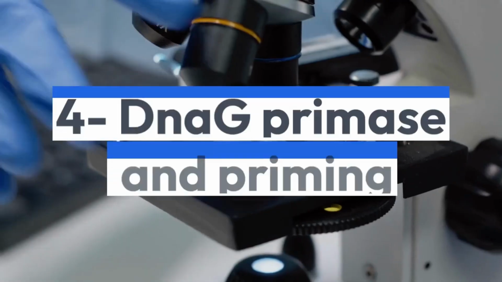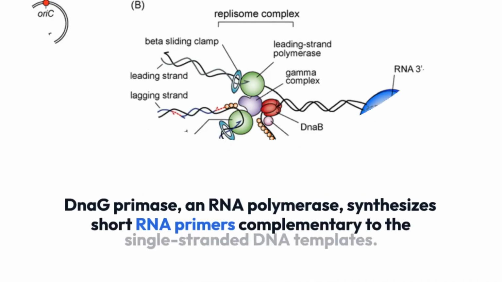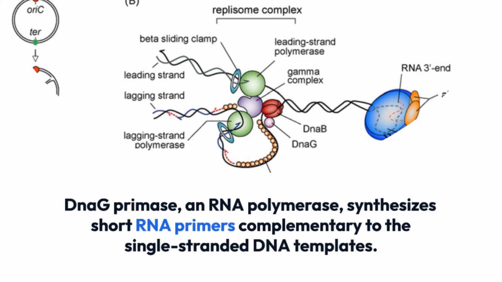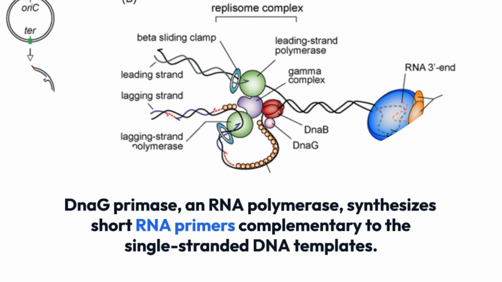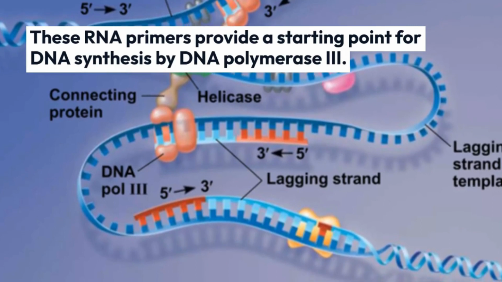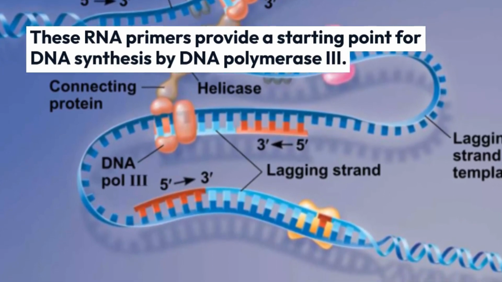DnaG primase and priming. DnaG primase, an RNA polymerase, synthesizes short RNA primers complementary to the single-stranded DNA templates. These RNA primers provide a starting point for DNA synthesis by DNA polymerase III.